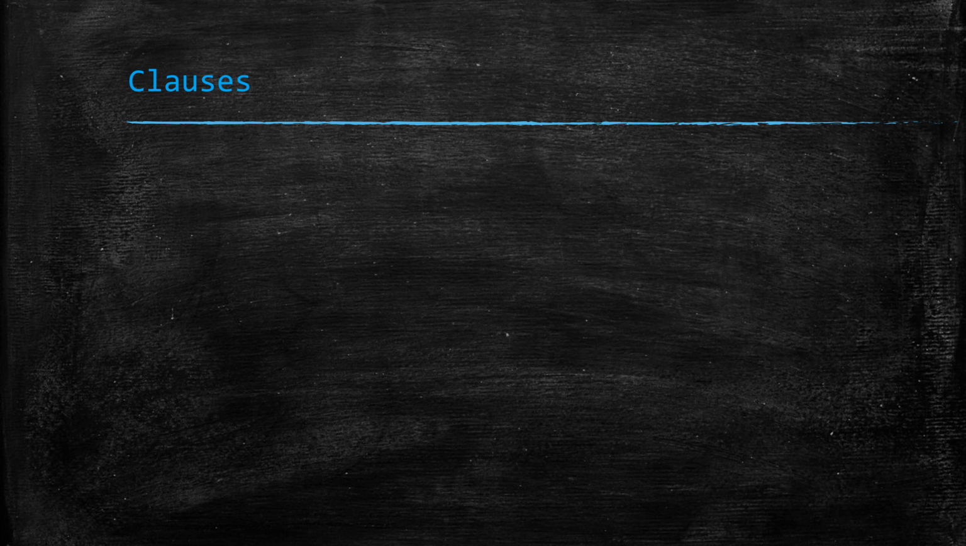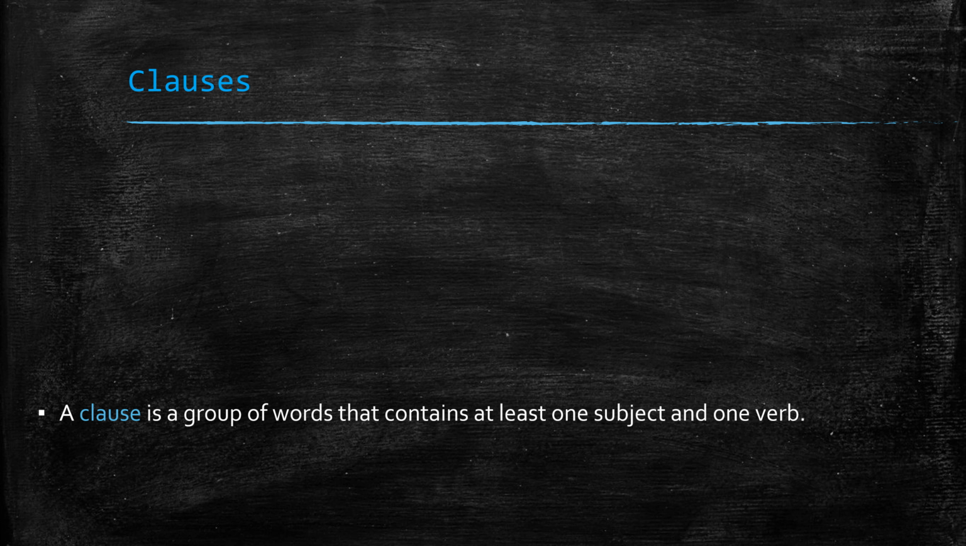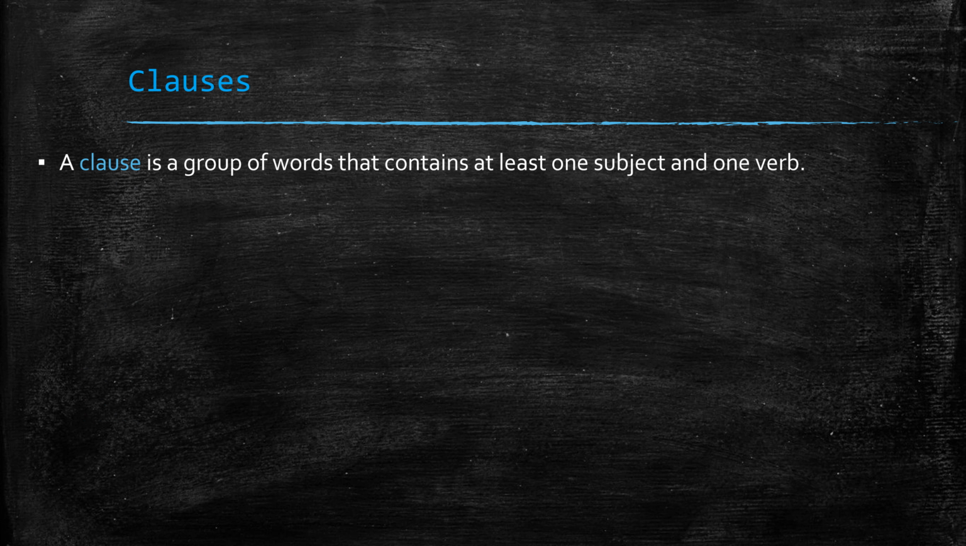Clauses and complex sentences is our main topic. In chapters 1 and 2, you learned about simple sentences and compound sentences. In this chapter, you will study a third kind of sentence called a complex sentence. A clause is a group of words that contains at least one subject and one verb.